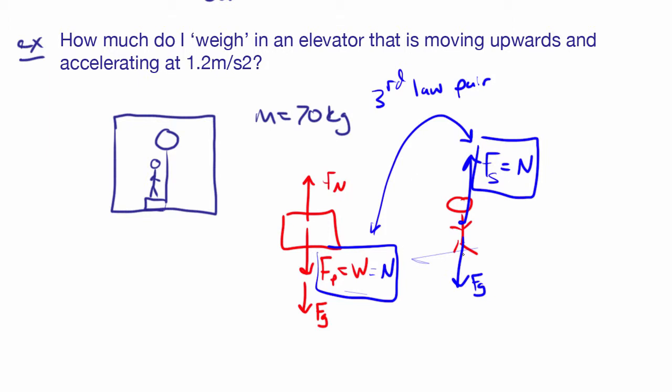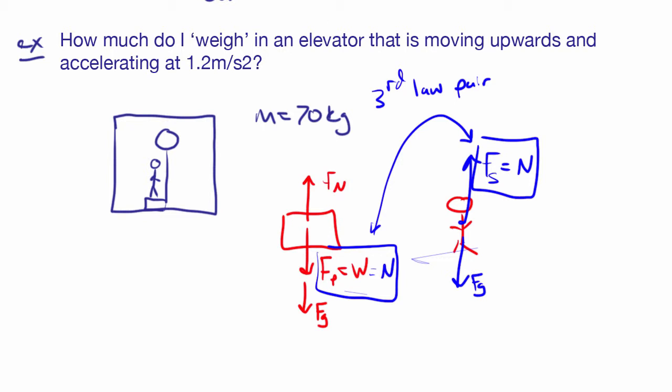And this is where things get complicated: realizing that these are third law pairs. I care about this value, which means I also care about this value, the normal force acting on the person. And now, using this free body diagram, I can actually solve the problem, because I know the weight of the person. I know the force due to gravity acting on the person.